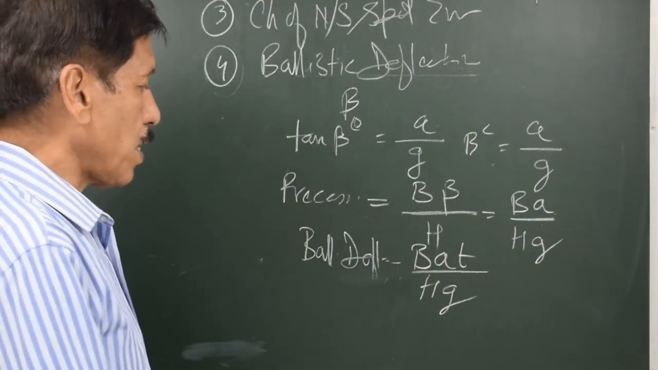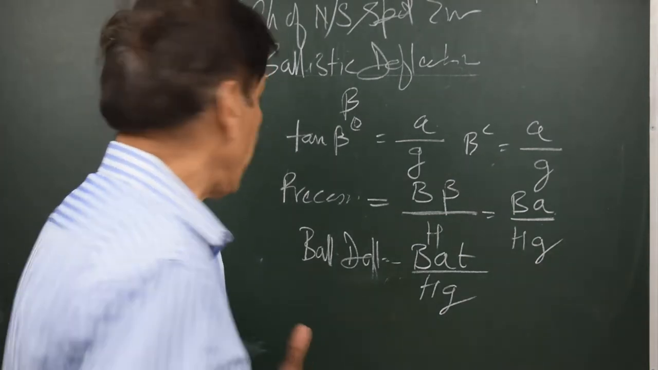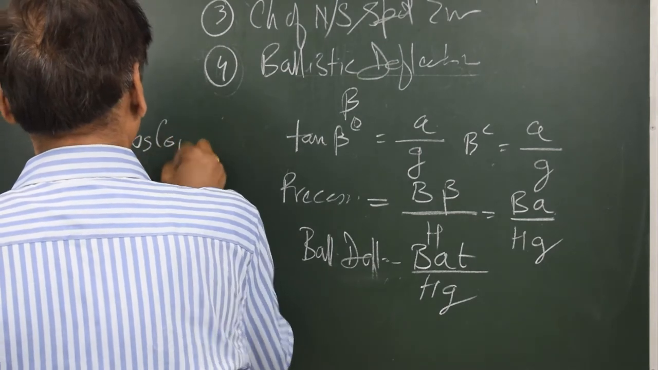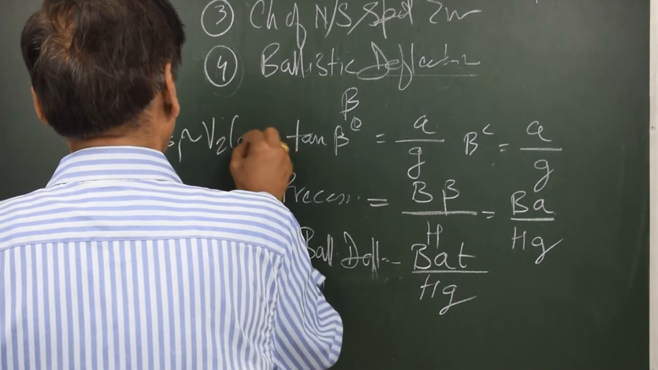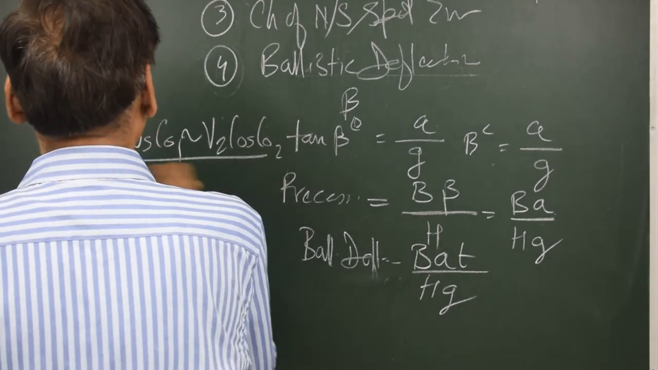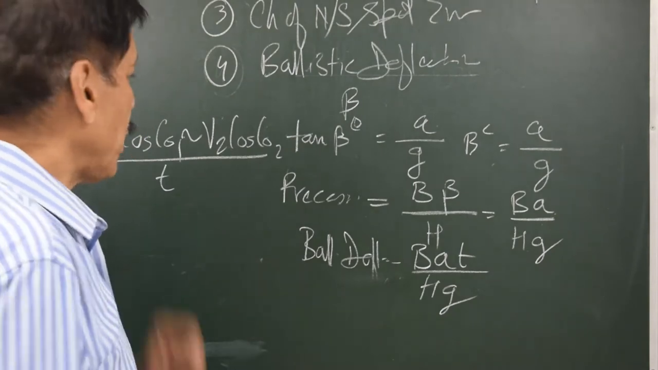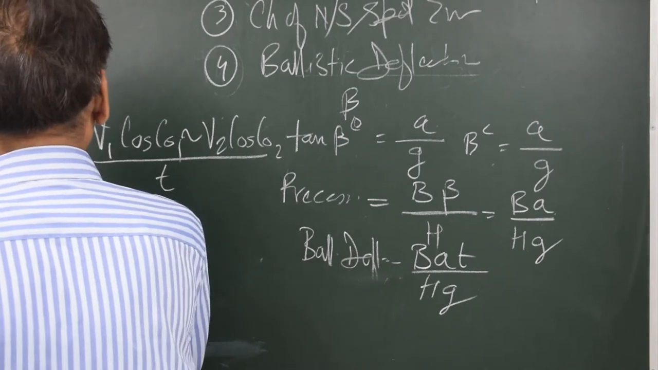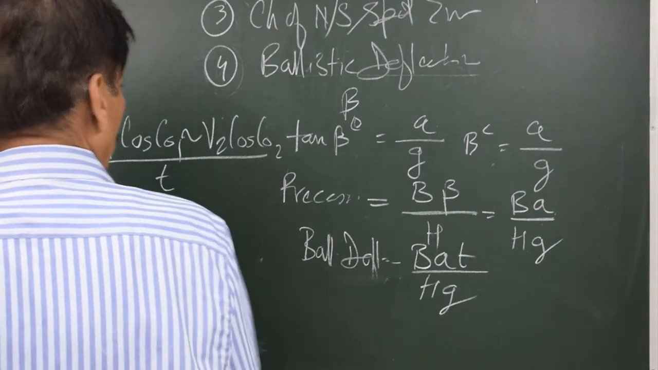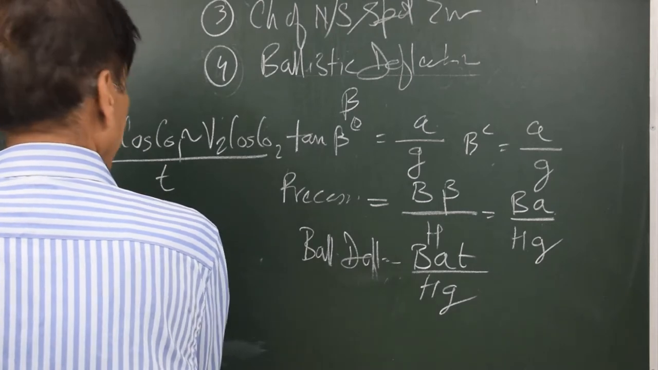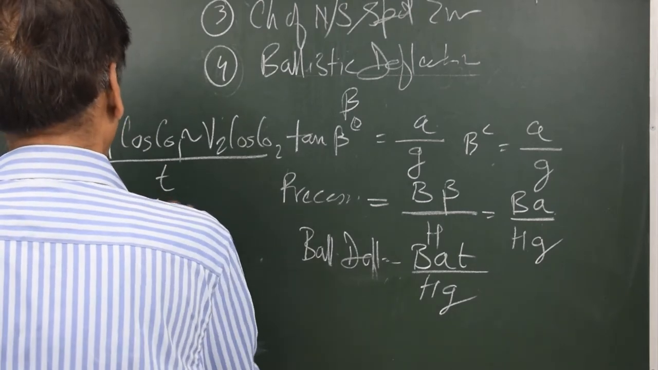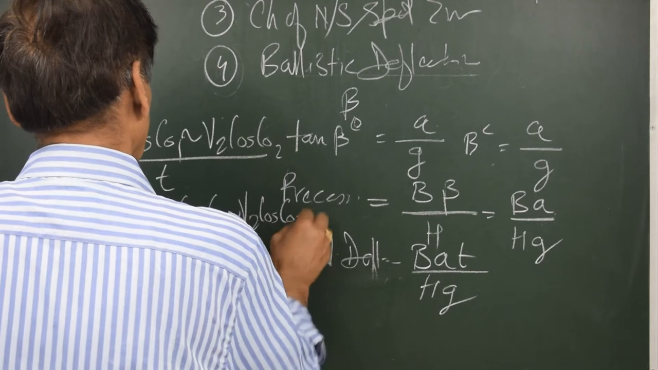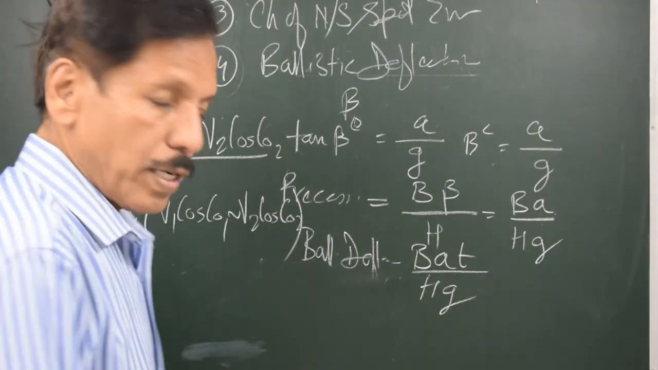The A, that is the linear acceleration, refers to the change of north-south speed divided by T. So first north-south speed is say V1 cos course 1. The second one is V2 cos course 2, divided by T would be the acceleration. Let me substitute A equal to this expression in this formula. So ballistic deflection will be equal to BT upon HG, the whole thing multiplied by V1 cos course 1, difference V2 cos course 2. Now this is ballistic deflection.